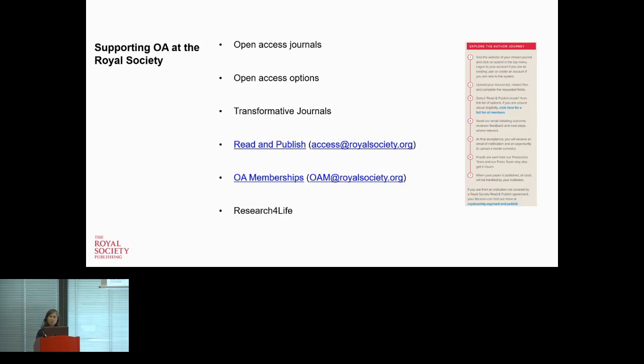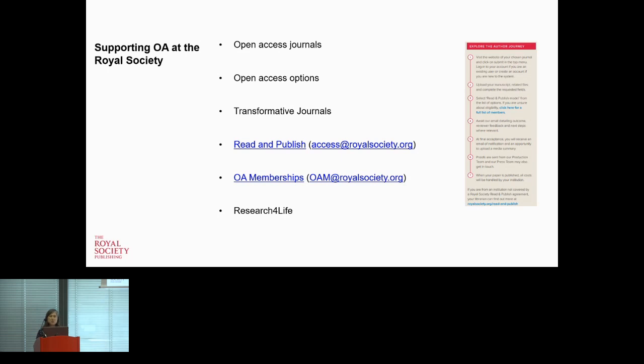Thirdly, four of our journals, that's Proceedings A, Proceedings B, Biology Letters, and Journal of the Royal Society Interface, are transformative journals. And this means that they will move to a fully open access model once 75% of articles are being published open access.